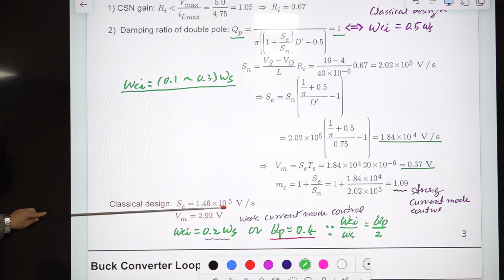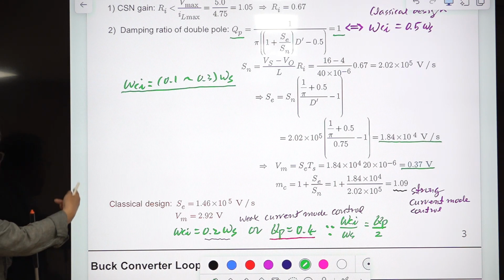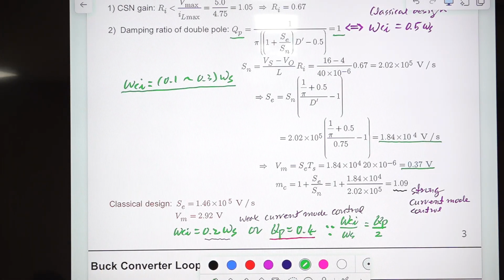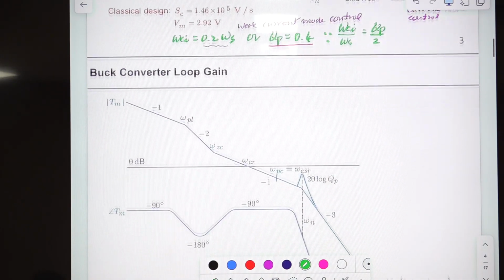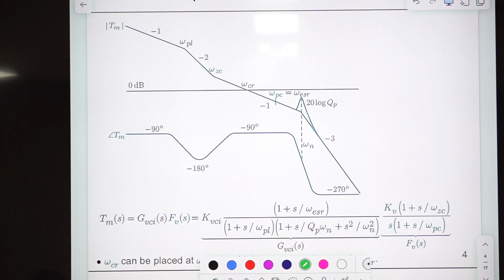And this is the previous one, the classical design. There are two different designs. One has a strong feature of current mode control, and the other one, the original classical design, has a weaker nature of current mode control. So it will be interesting to compare the performance of the two converters later. Anyway, this is the buck converter loop shaping based on this new model.